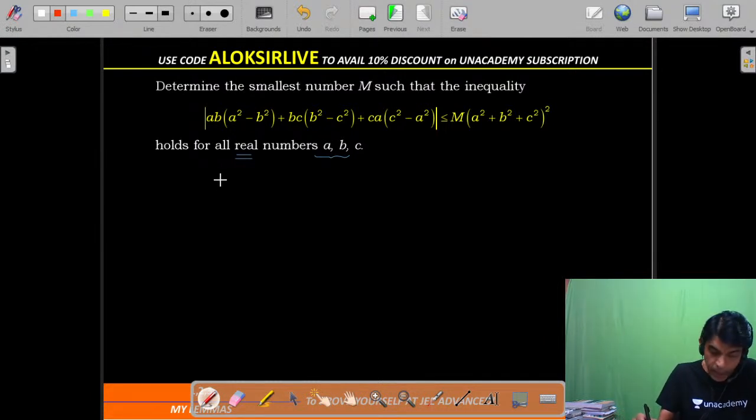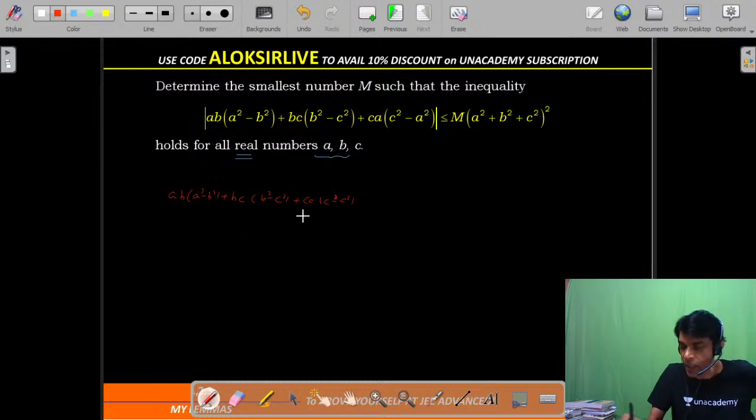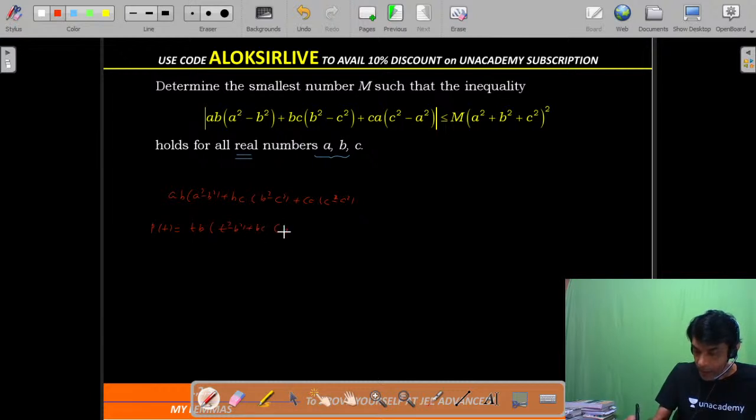So see, first of all I will just write the inside expression as ab(a squared minus b squared) plus bc(b squared minus c squared) plus ca(c squared minus a squared). You can factor it in many ways. I will just tell two of the ways. So one way would be that I will write p of t, writing t in place of a. So this is tb(t squared minus b squared) plus bc(b squared minus c squared) plus c times t(c squared minus t squared).